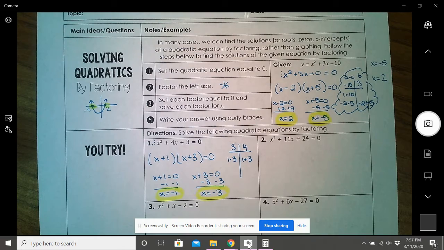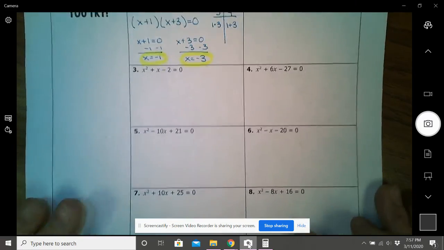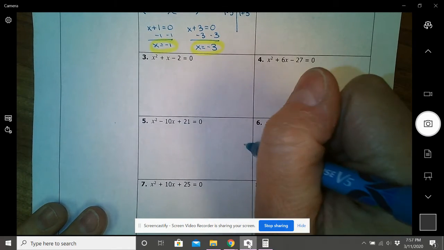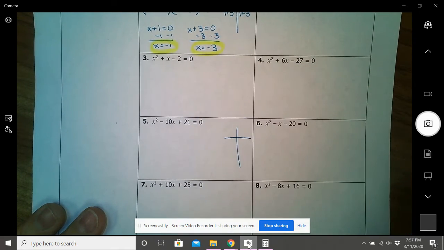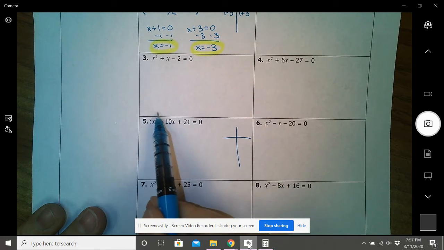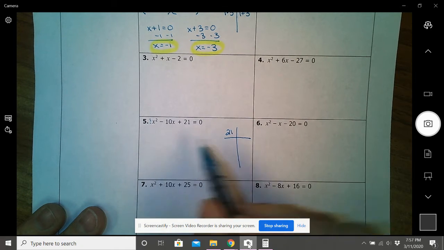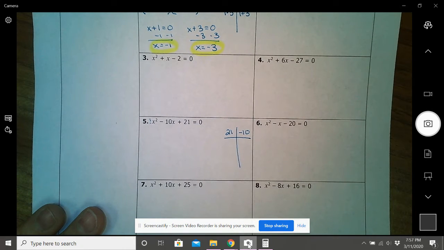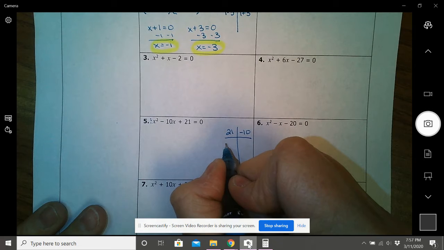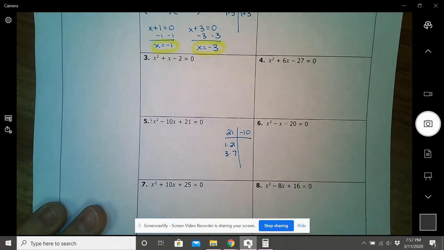All right, let's pick another problem to try. How about number 5? It's another trinomial, so I know I need my product sum chart. The A value is still a 1, but 1 times 21 is 21, and my sum is negative 10. So I need 2 numbers that multiply for positive 21, but add for negative 10. And there's not a lot of things that multiply for 21. 1 times 21 and 3 times 7.